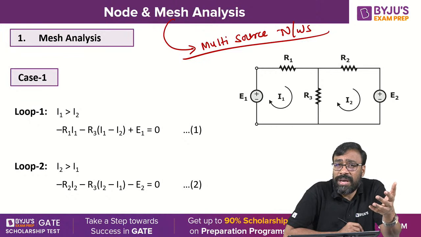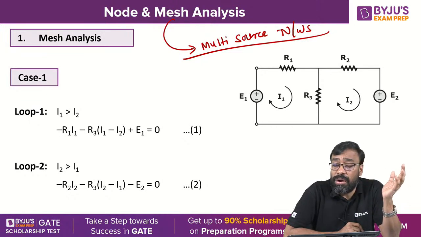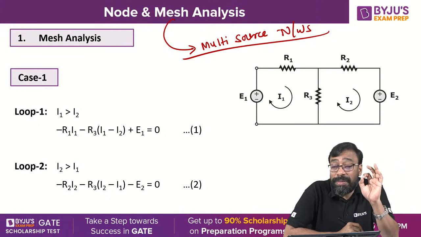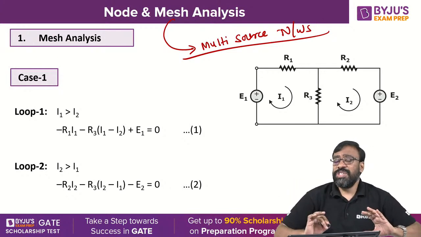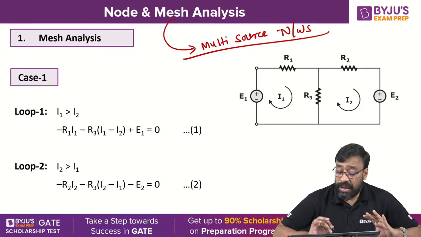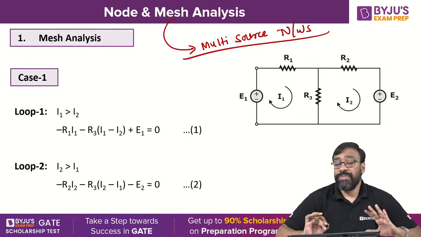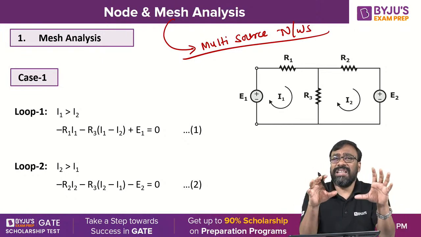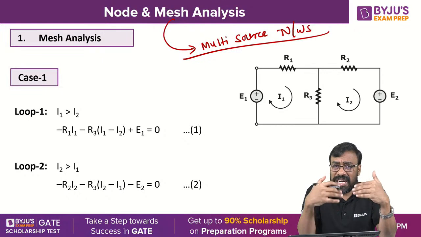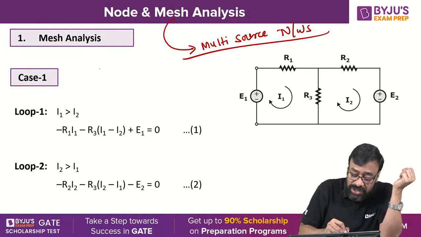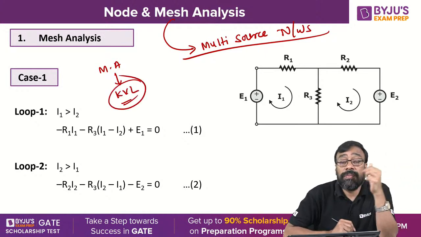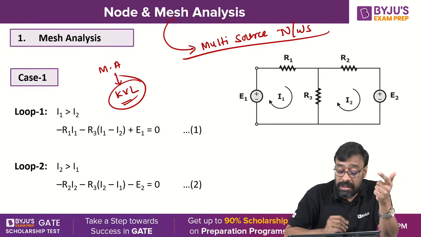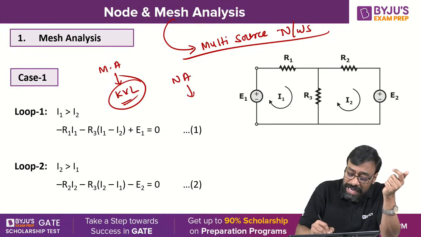You may come across more equations, and finally you are going to take a lot of time to solve single source networks. But for multi-source networks, I suggest always node and mesh analysis. So let's quickly go through the inspection method, how we obtain the equations. This method will help you obtain the equations just by looking at the circuit. Generally we obtain the equations using KVL in mesh analysis.